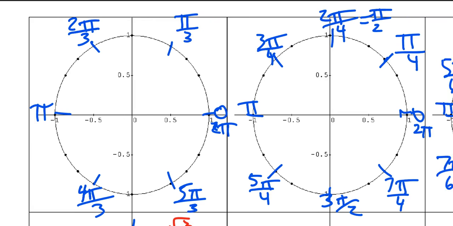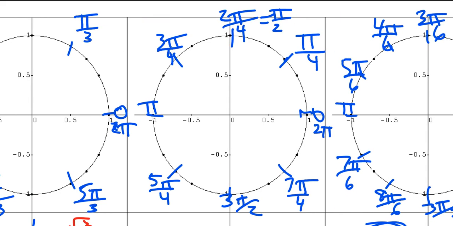So notice that the picture in the middle of your screen is a circle that's based on pi over 4 increments. What I've done is I've counted around the circle. There's 1 pi over 4, 2 pi over 4, 3 pi over 4, 4 pi over 4, 5 pi over 4, 6 pi over 4, 7 pi over 4, 8 pi over 4. Do you see it?